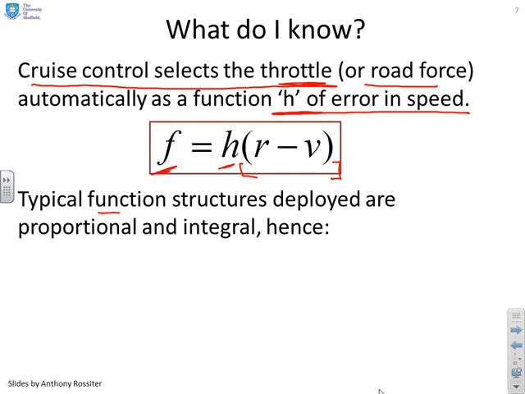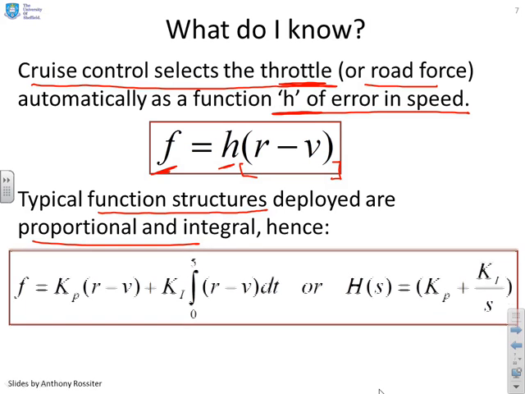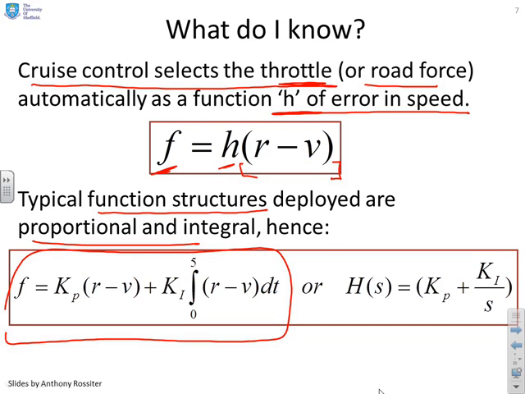Now, typical function structures deployed for control are proportional and integral. So in other words, we would say that the throttle position is given by this law here. It's a proportional term kp times r minus v plus ki times the integral of r minus v dt, and that shouldn't say 5, that should say t. Okay? Now, if you turn this into Laplace transforms, you get a classic control law where the control law h of s is given by kp plus ki over s, and this is a pretty common control law.